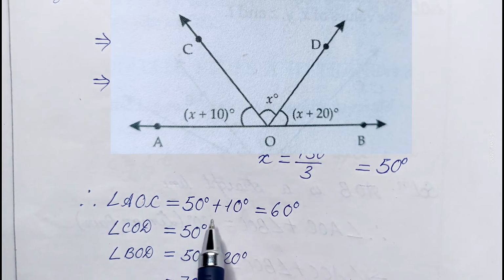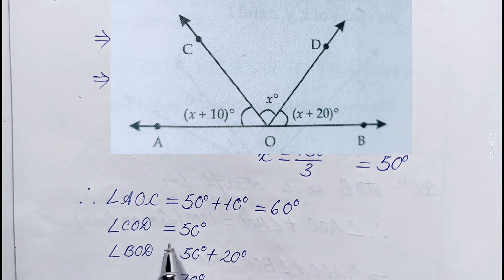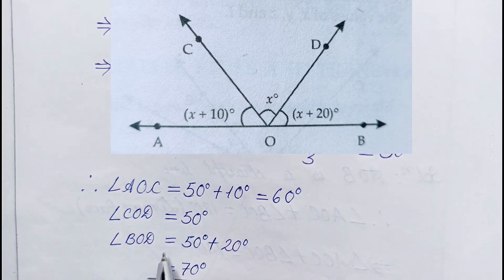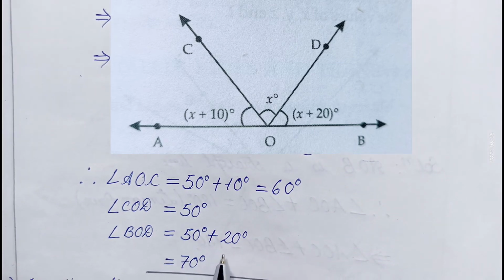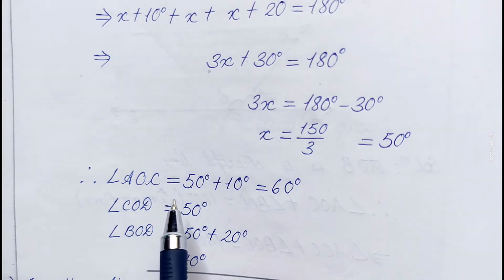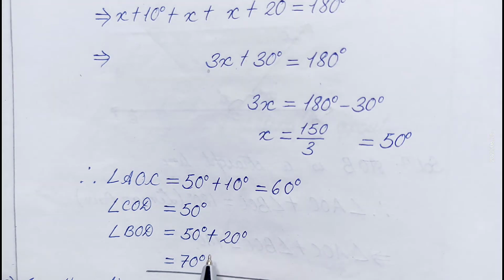So it will be 50 plus 10, 60 degree. Angle COD is given x, so COD will be 50 degree. And angle BOD, as in the question, is given x plus 20. So it will be 50 plus 20, and 50 plus 20 is 70. Therefore, the required values of angle AOC, COD and BOD are 60 degree, 50 degree and 70 degree.